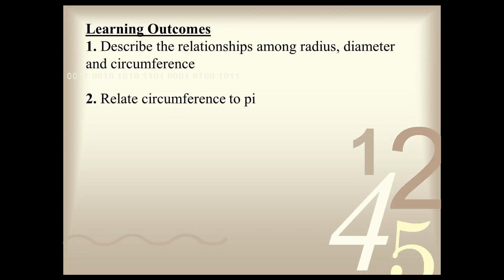Learning outcomes for today are to: 1. Describe the relationships among radius, diameter, and circumference, and 2. Relate circumference to a value that is called pi.